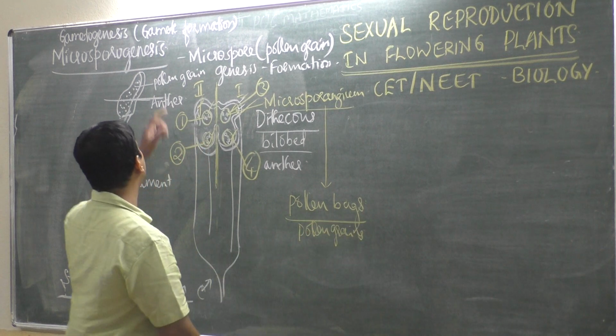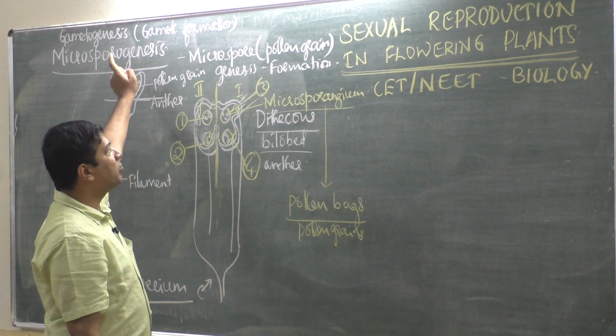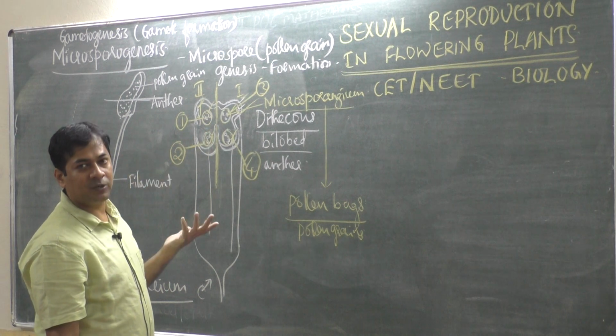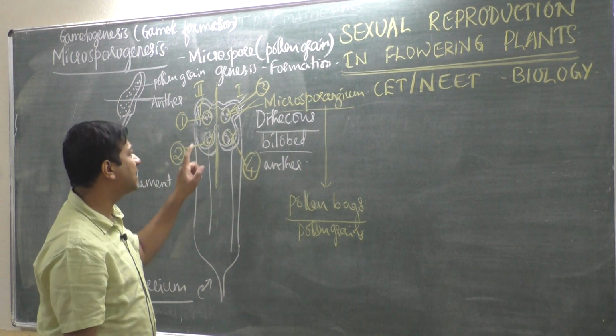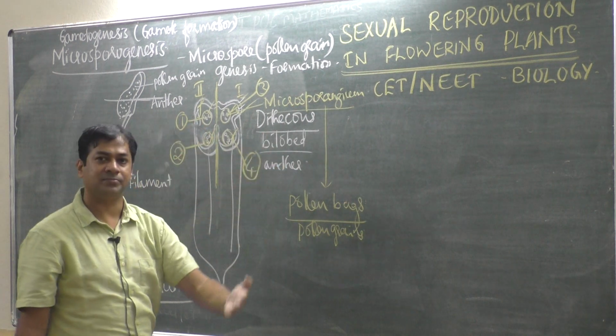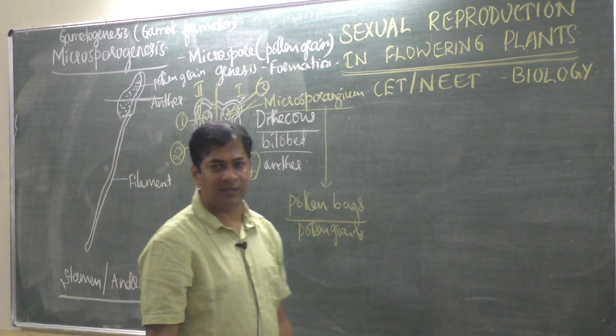Now, microsporogenesis: genesis means formation. The microspore is the pollen grain, so this is the formation of pollen grains in the anther. How are these pollen grains produced inside the anther? To know that, we have taken the cross section. Two diagrams are there, even in the textbook.